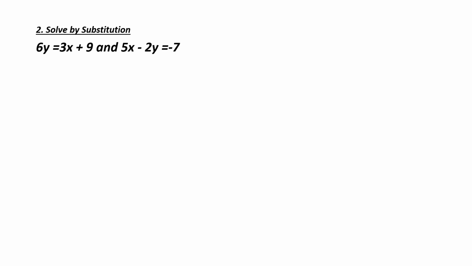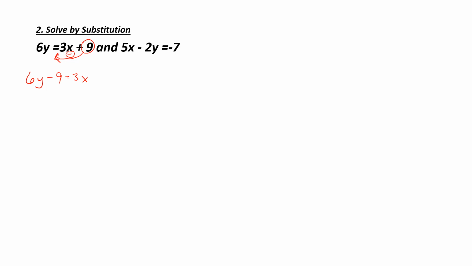Then I notice that the variable x has a 3 in front of it. Therefore, if I divide all numbers by 3, I won't have any fractions. So I've decided I'm going to use the first equation and isolate for x. So how do I do that? My first thing is I am going to take 9 and subtract it from both sides. Why? Because it is positive. So I now have 6y minus 9 equals 3x.